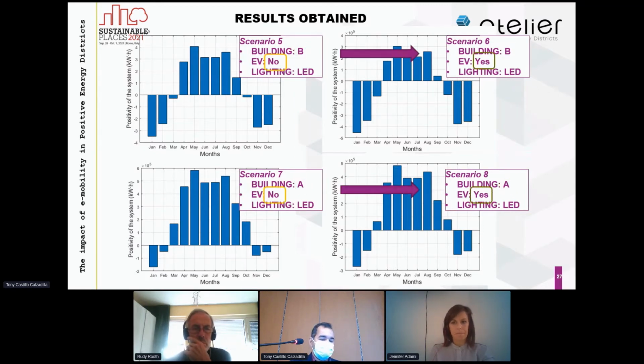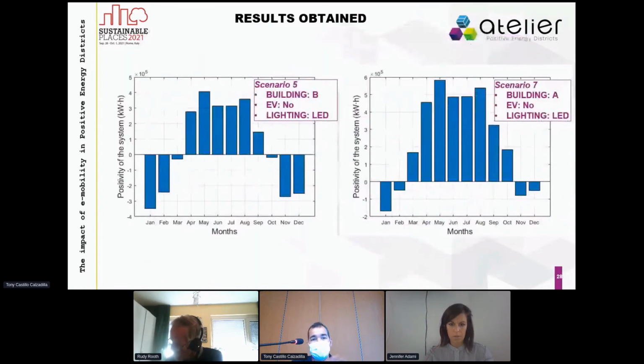consumption. Scenarios 5 and 6 only differ in that scenario 5 doesn't include the electric charger hub. Scenario 6 does include it. So in the bar plot, we can see we have more positivity in scenario 5 than in scenario 6, and the same happened to 7 and 8. So at the end, we decide to explain only these two scenarios, 5 and 7.